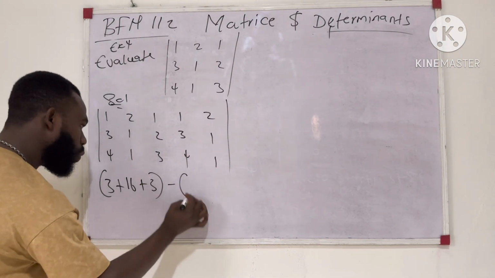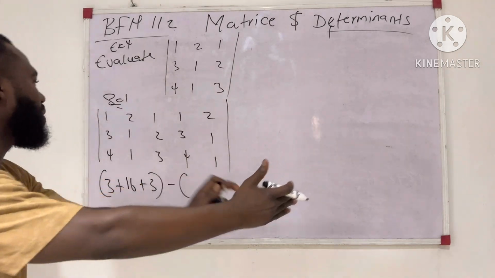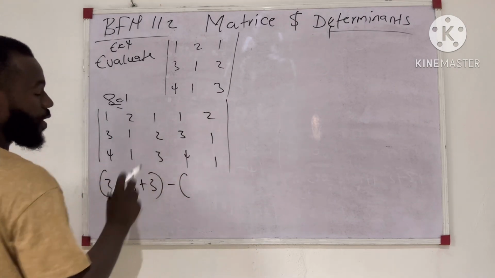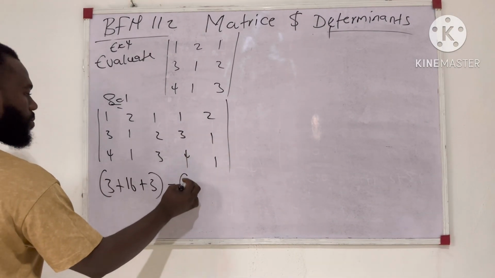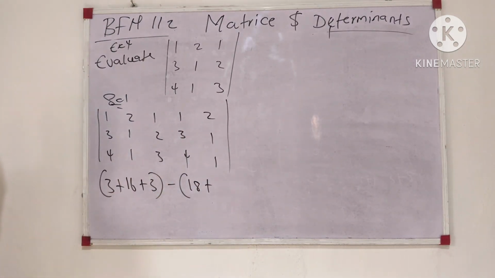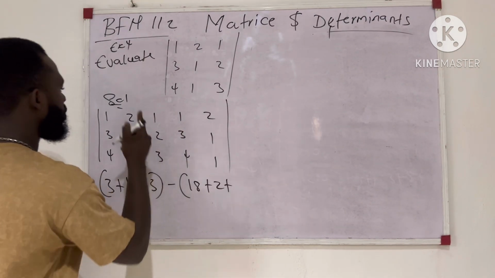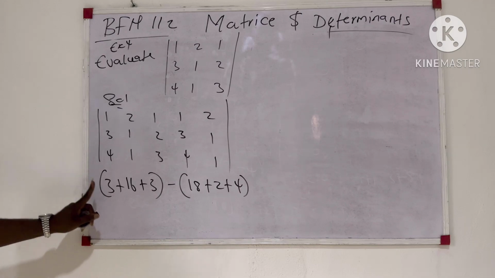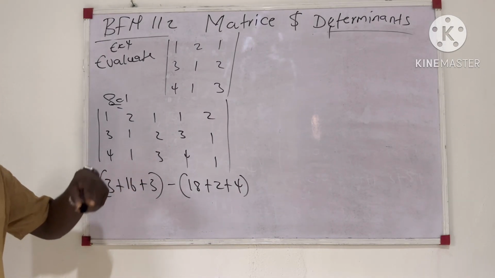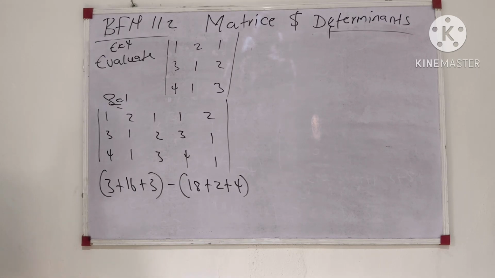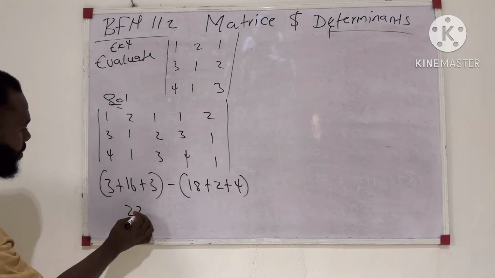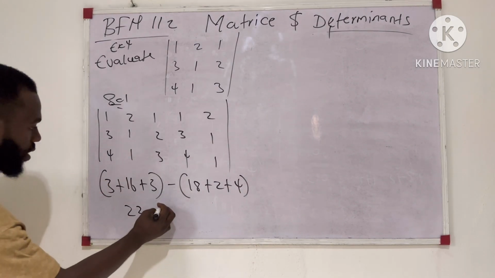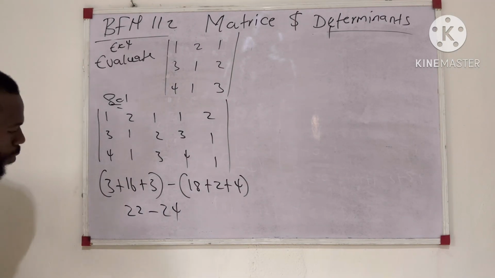We'll now say minus. You open another one again. Now from the right hand side, you come back. So what's my first 3 here now? 2, 2, 3. So 2 times 3 gives me 6. 6 times 3 gives me 18. Plus 1 times 2 gives me 2. 2 times 1 gives me 2. Plus 1 times 1 times 4 gives me 4. So let's see. 3 plus 16 gives me 19, and 19 plus 3 gives 22. Minus 18 plus 2 gives me 20, and 20 plus 4 gives me 24. Now, what is 22 minus 24?